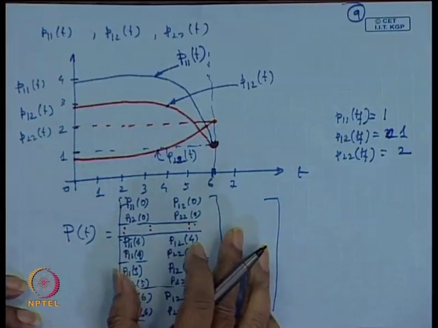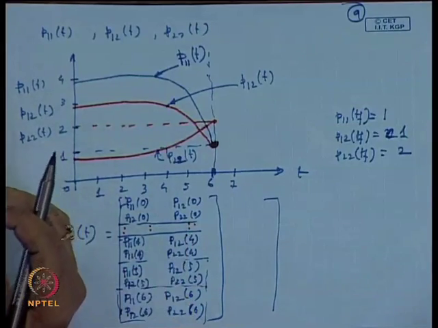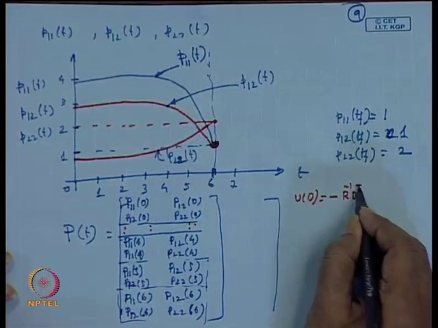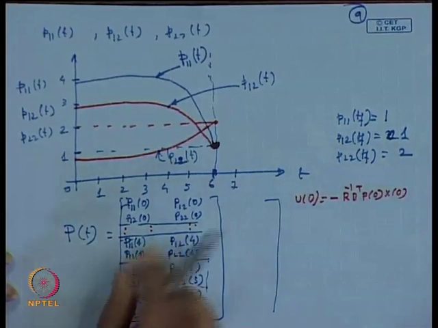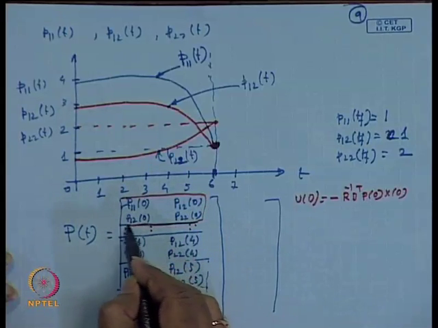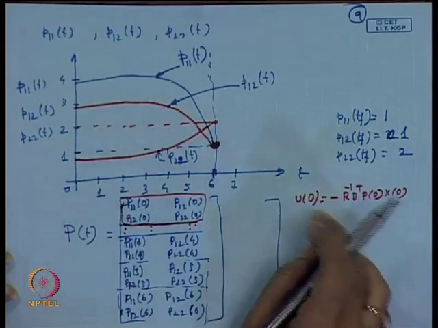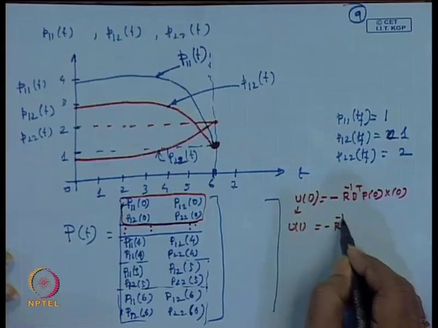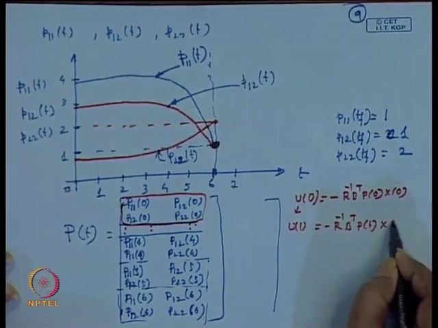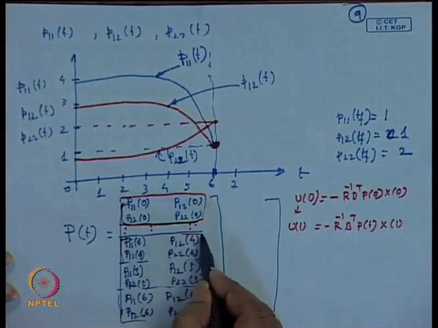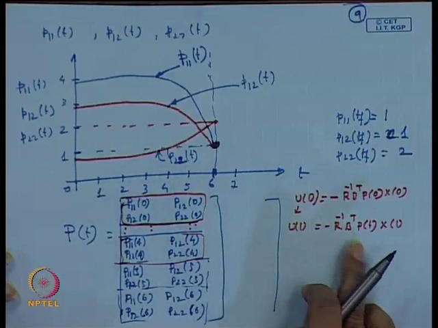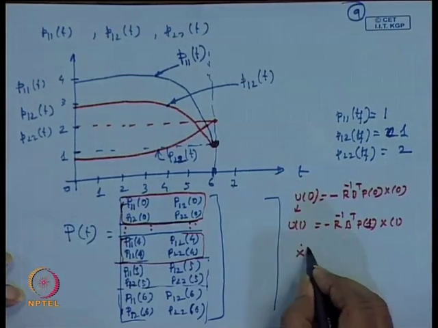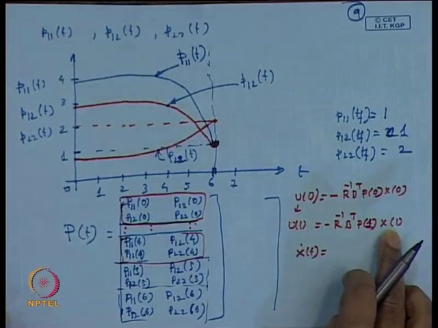This computation you have to do as offline computation, and then store it in memory. Whenever you need it, say I want u(0), which is minus R inverse B transpose P(0) times x(0), you retrieve the P(0) information from the stored memory. Now u(1) is again minus R inverse B transpose P(1) x(1). So P(1) is retrieved from the stored memory, and then x(1) you get by simulating the system, or from the system you get the information of x(t).